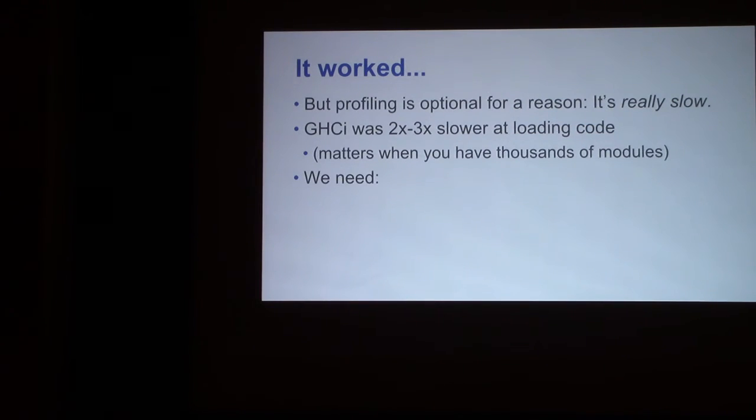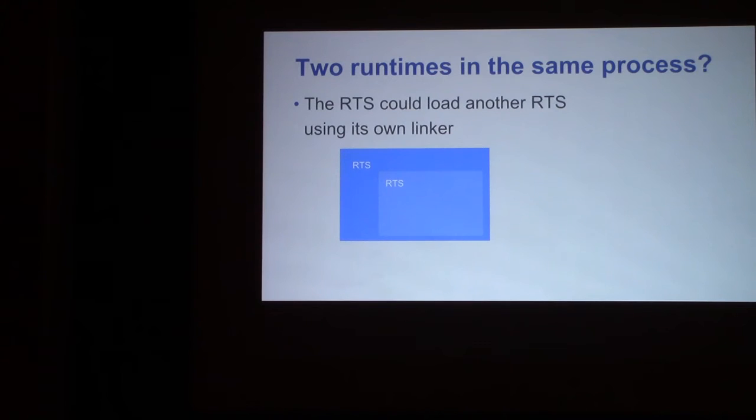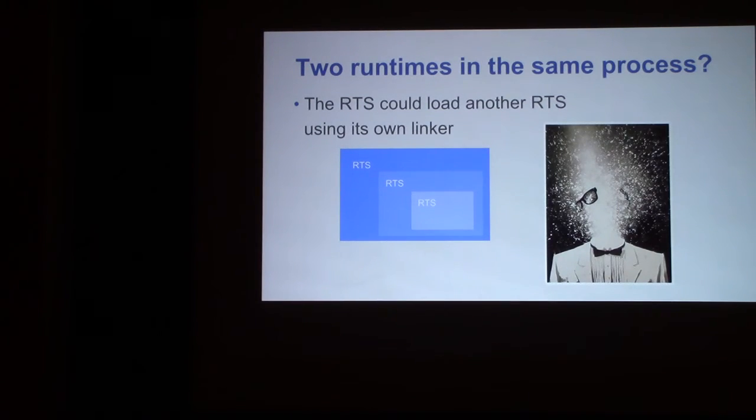So what we really need is a full-speed compiler somehow. And at the same time, we'd like to run the interpreted code under the profiler. So what could we do? Well, here's a cunning idea. One thing we could do is we could have the runtime system load in another instance of the runtime system, because it has a linker. You could just do that, right? Then you could load some libraries and that would just work. And you could have another one. It would be runtime systems all the way down until your head explodes.